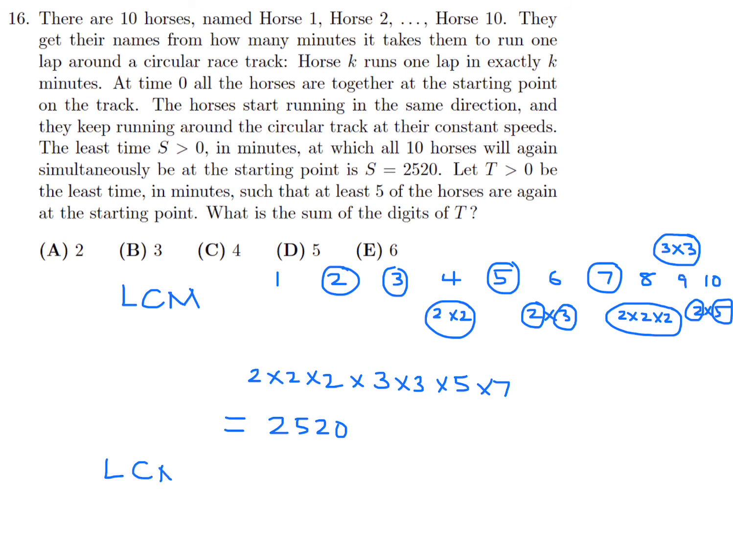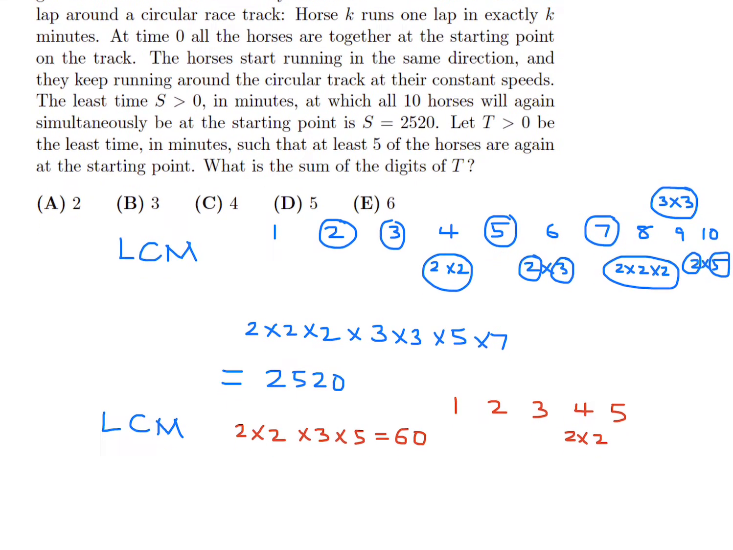So now I have to get the LCM of only 5 of the horse numbers, because they want 5 of these horses to be coming back to the starting point in such a way that it's the least amount of time. Okay, so experimenting with this, let's say the horses were horses 1, 2, 3, 4, and 5. What will be the LCM? Well, the LCM looks like it would be 2 times 2 times 3 times 5. So that is 4 times 15, 60. Okay. Let's see if I can get a lower LCM.